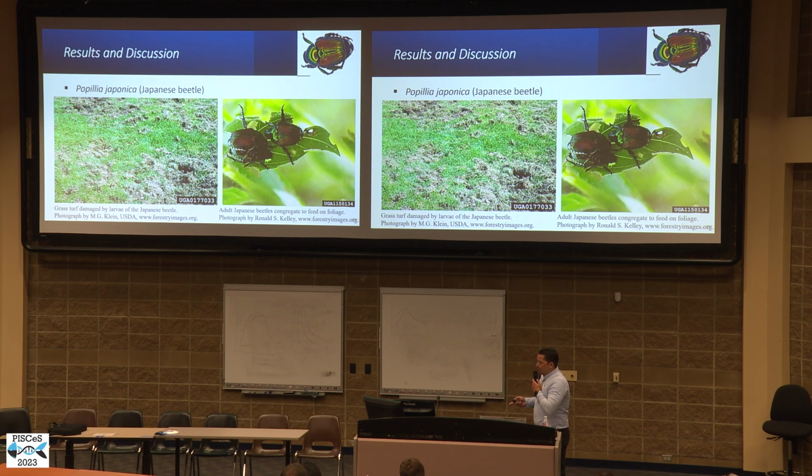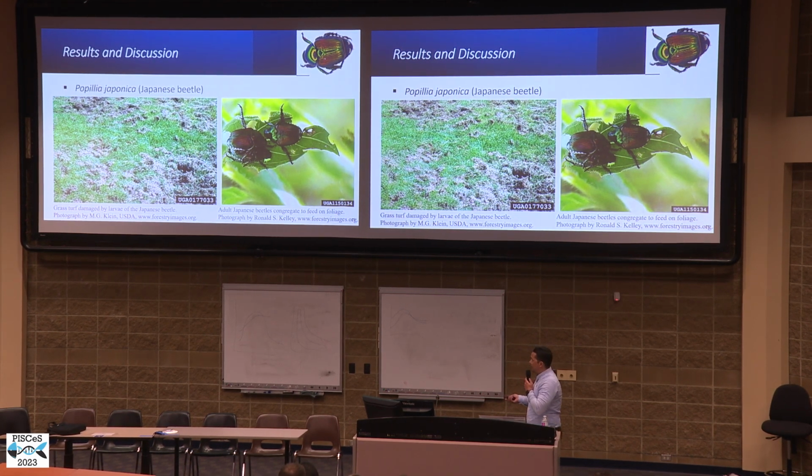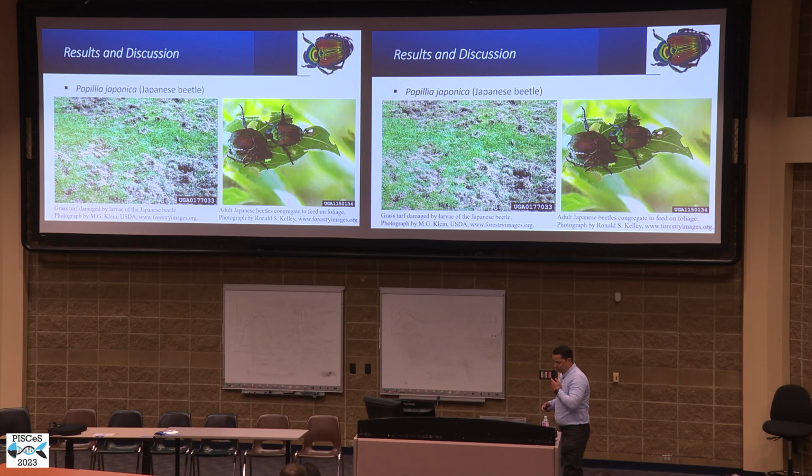The Japanese beetle, a species native to Japan, was introduced in 1939, and it's considered the most damaging pest of grass. The larva lives in the soil and feeds on the roots of the grass, so it can damage lawns, pastures, and golf courses, and the adults can also defoliate, so they have that defoliator capacity.